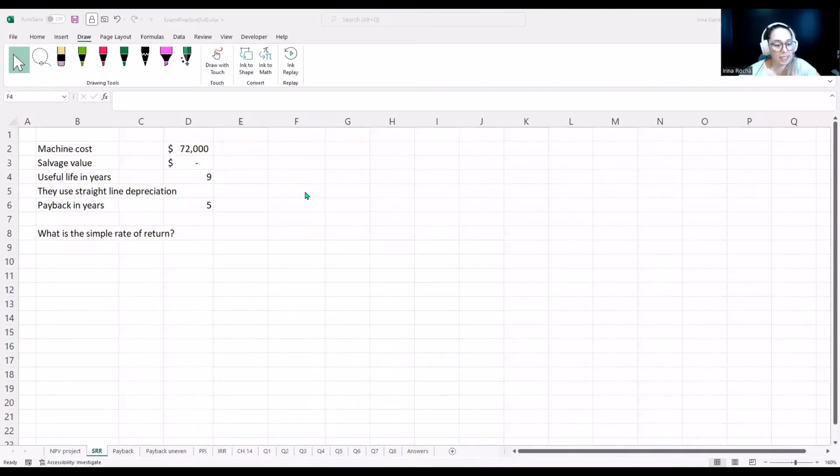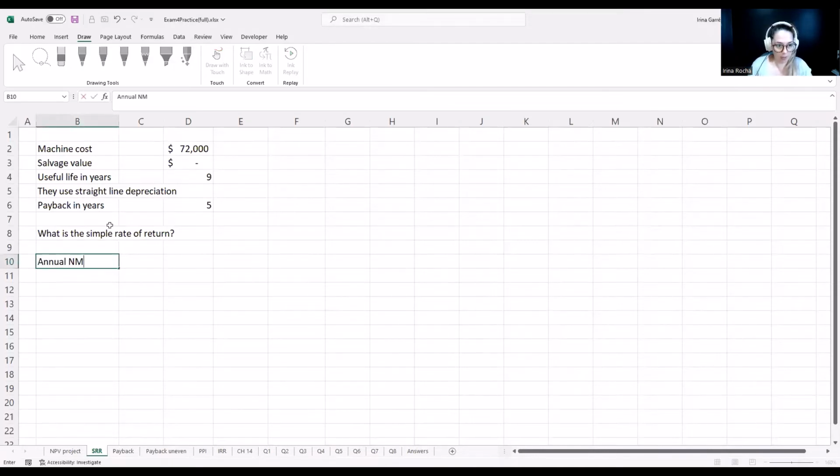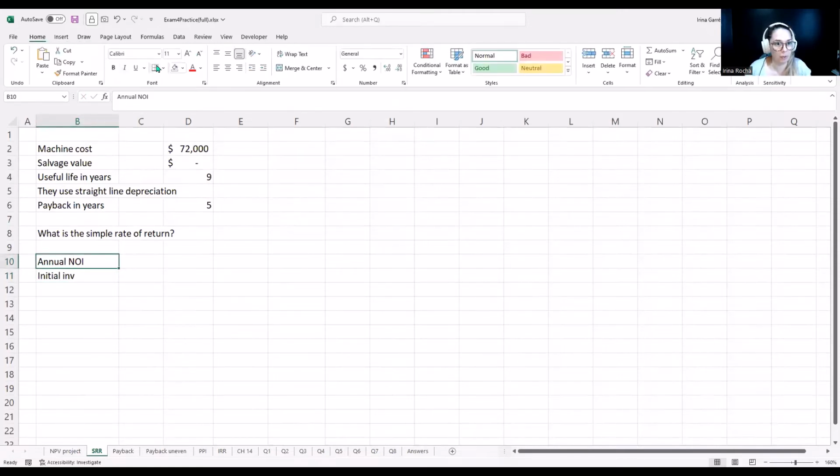Okay, so for this second exercise, this one is asking us about the simple rate of return. And we know that the simple rate of return is the annual net operating income divided by our initial investment. So let's say, more organized here, annual net operating income divided by initial investment. That's the formula that I'm going to use. So do we have any of that information? That's the only thing that we were given.